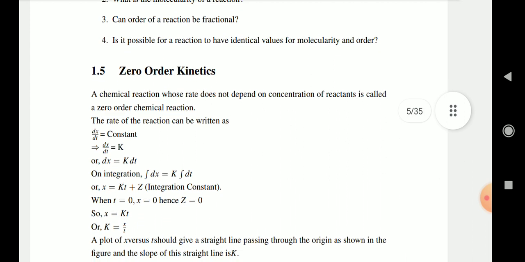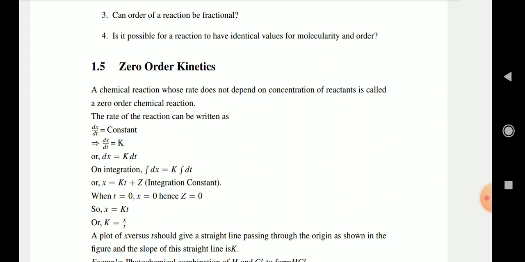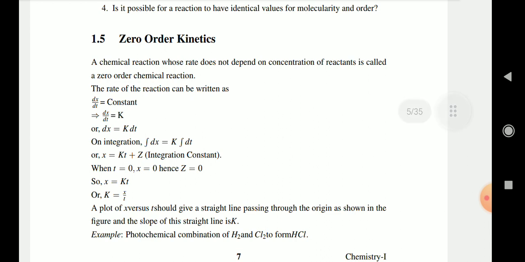Zero order kinetics. Chemical reactions whose rate does not depend on the concentration of reactants are called zero order chemical reactions. The rate of reaction can be written as dx/dt equal to a constant, that is dx/dt equal to k, so dx equal to k dt. On integration, ∫dx equal to k ∫dt, x is equal to kt plus z, the integration constant. At t equal to 0, x equal to 0, and hence z equal to 0. So x is equal to kt, k equal to x/t.